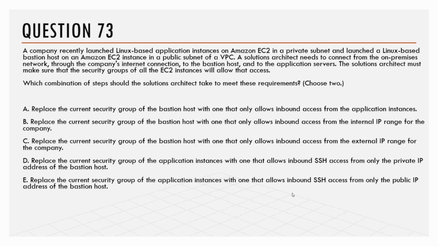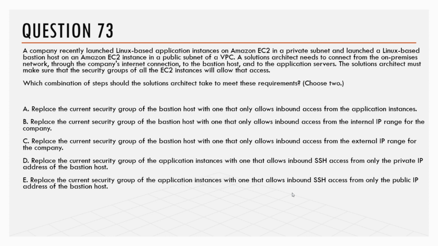The solution architect must make sure that the security groups of all EC2 instances will allow that access. Which combination of steps should the solution architect take to meet these requirements? And you have to select two options.